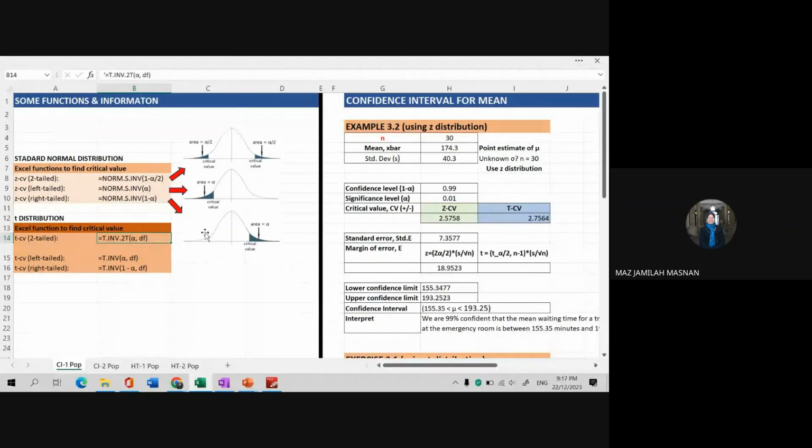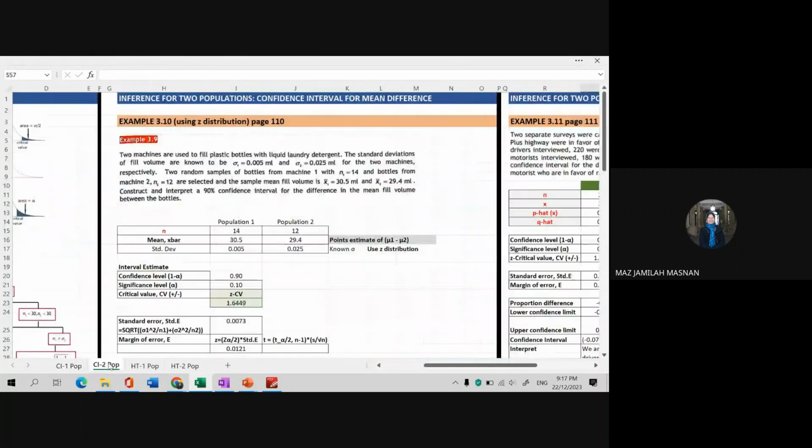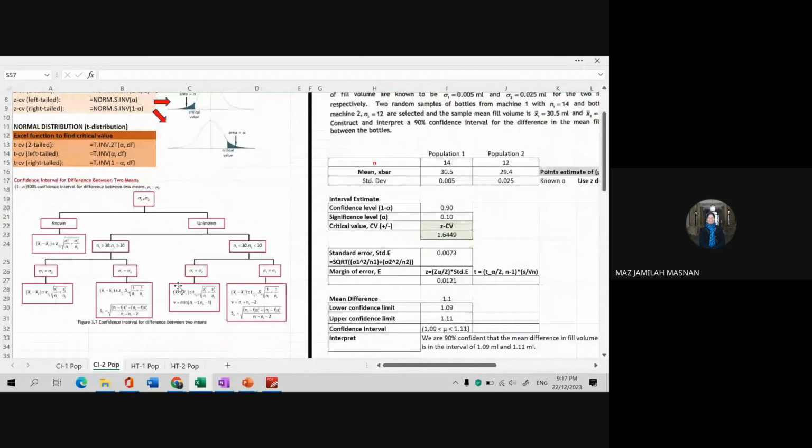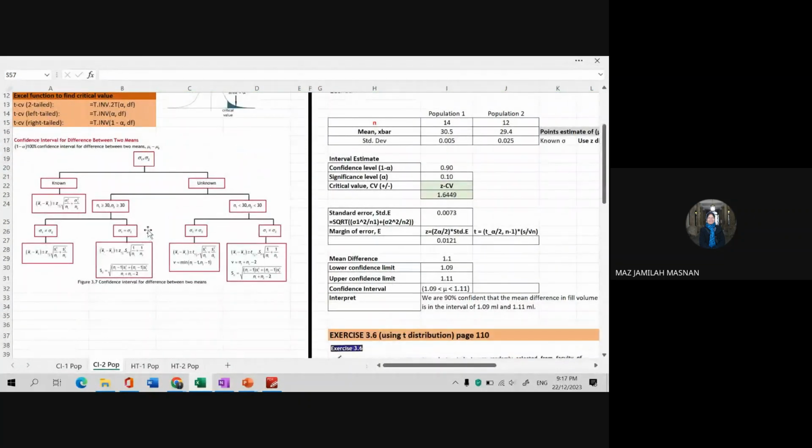This one is for additional information. I have put all the additional information that you should know for confidence interval for two populations. And as usual, if you are dealing with statistical inference for the mean, the conditions for sigma and for n will be taken into account in your problem solving.